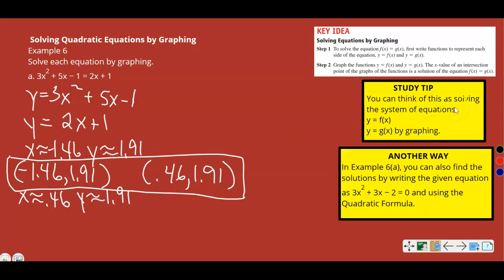All right, a couple study tips. You can think of this as solving the system of equations, y equals f of x and y equals g of x, by graphing. So what it's saying is you can set this up, y equals each equation, the left side and then the right side, and it's the same thing as solve by graphing. It also says you can solve this by using the quadratic formula as well. So graphing is a little quicker and easier, unless you're forgetful and you have to keep doing it over like I did. But graphing is probably the quickest and easiest if you learn how to do it well.